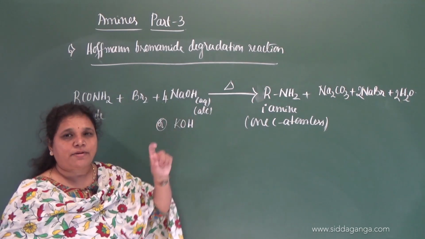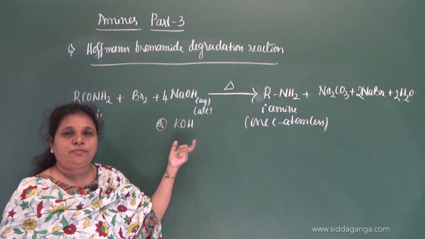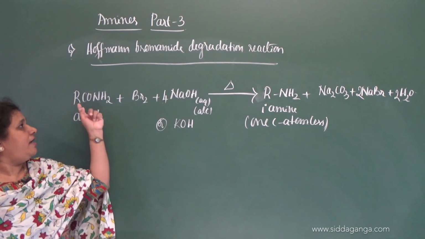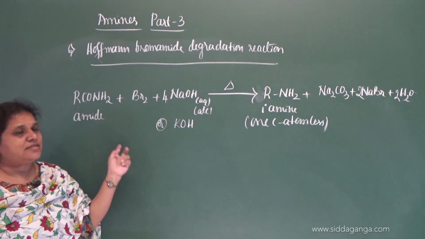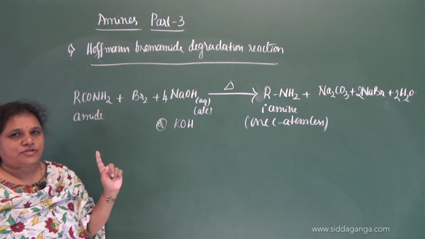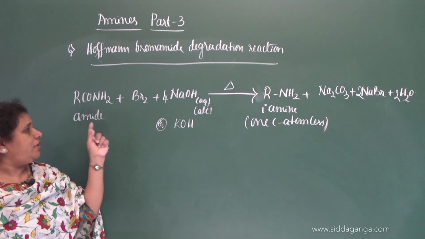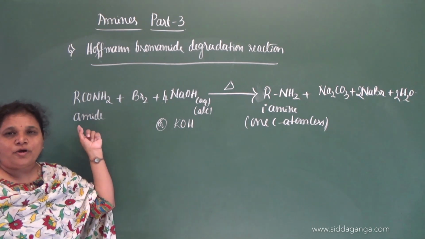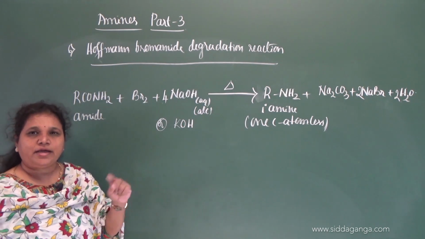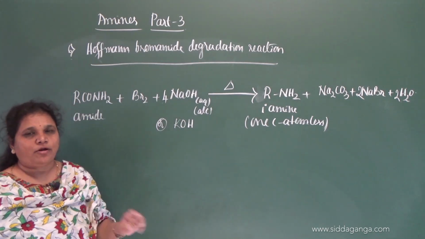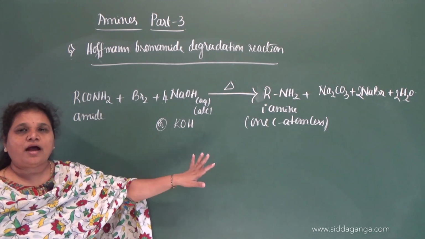The amine has 1 carbon atom decreased. Again, during this Hofmann bromamide degradation reaction, migration of the alkyl group takes place from carbonyl carbon to nitrogen. Which group migrates? An alkyl or aryl group. So we can take an aliphatic amide or an aromatic amide. This is the method to prepare both aliphatic and aromatic primary amines. We cannot prepare secondary and tertiary amines, but we can prepare both aliphatic amine and aryl amine here.